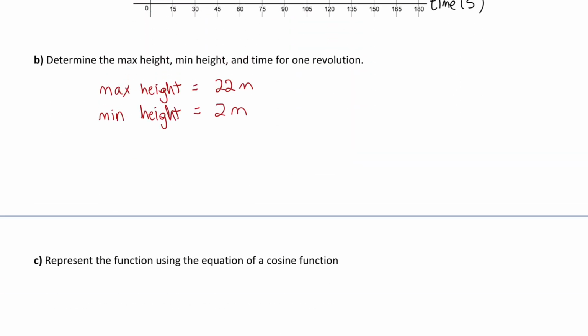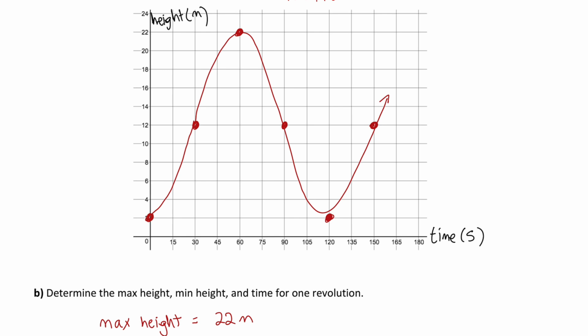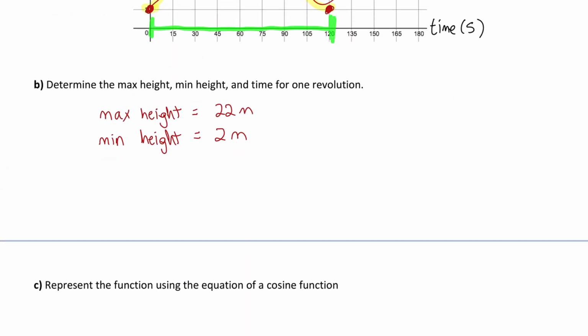And the time for one revolution? Well, that would just be the horizontal length of one cycle. If I highlighted one cycle between the min values, the amount of time it takes for the rider to get from the bottom of the Ferris wheel up to the top and then back to the bottom of the Ferris wheel, well, it takes from 0 seconds to 120 seconds. So it takes 120 seconds, or we could say 2 minutes.